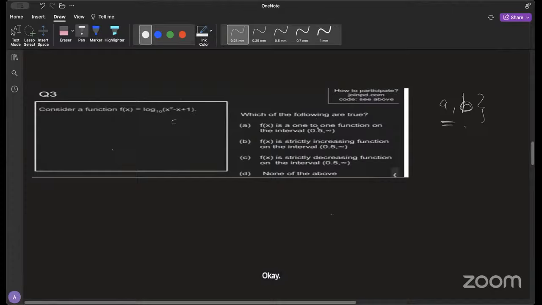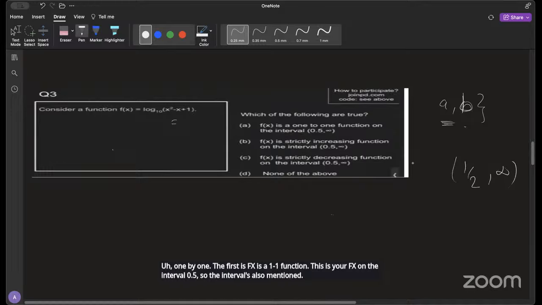So let's solve this one by one. The first is, f(x) is a 1-1 function. This is your f(x) on the interval, so the interval is also mentioned, half to infinity. Ma'am, so option B, first thing is, okay, let's see which one's correct then.